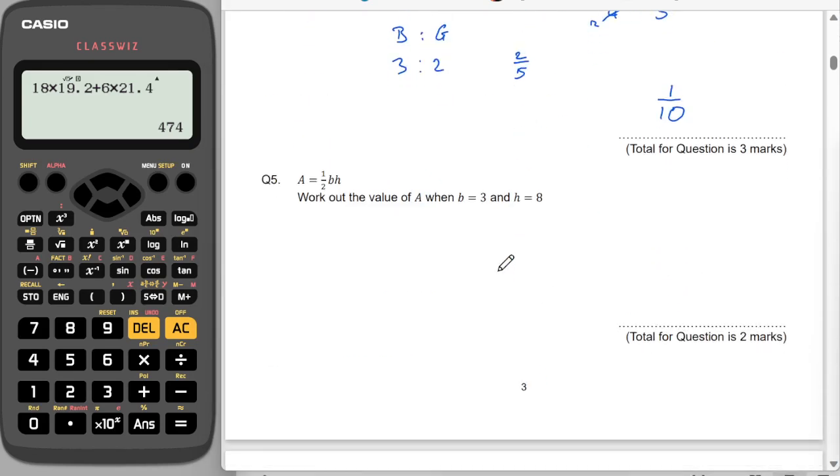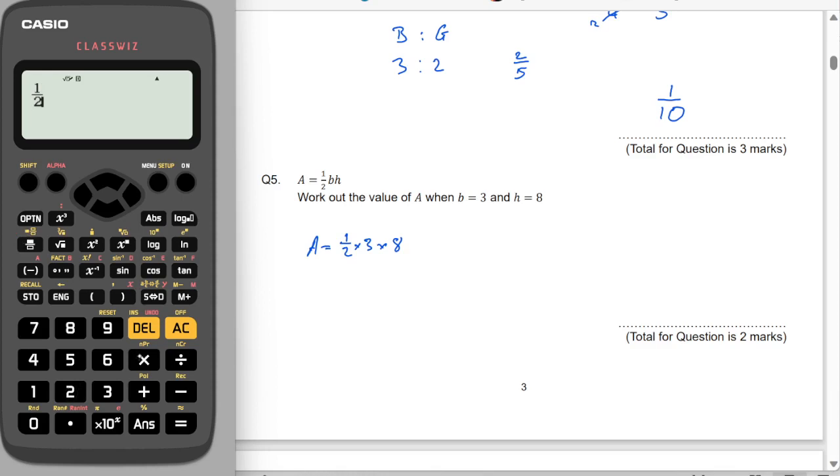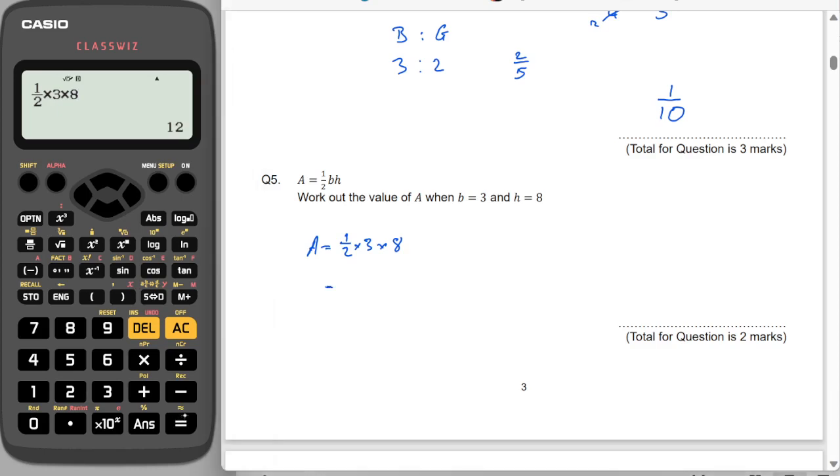Right, question 5. Work out the value of A when B is 3 and H is 8. So we're substituting into that formula. A is going to be equal to 1/2 times 3 times 8. I'm just going to put a second multiplication sign there, and then we can type it in just like that. So 1/2 times by 3 times by 8. That should give us 4 times 3, or 12. So that would give us 12.